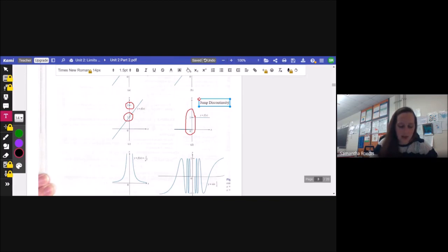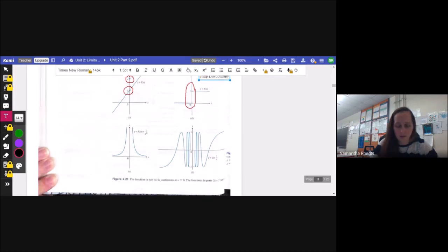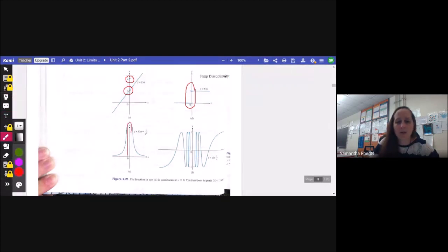The function f of x equals 1 over x squared in E has an infinite discontinuity. So I can see that they will never touch here. Remember, we talked about vertical and horizontal asymptotes. Because they have vertical and horizontal asymptotes right here, in this case along the x-axis and the y-axis, when x equals 0 and y equals 0, there's an infinite discontinuity.